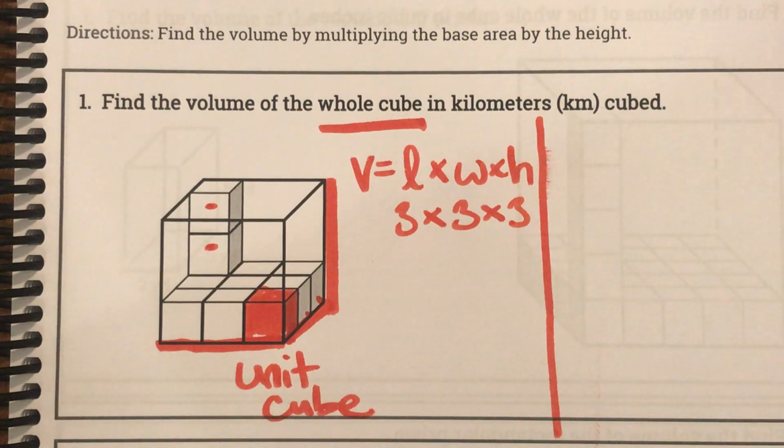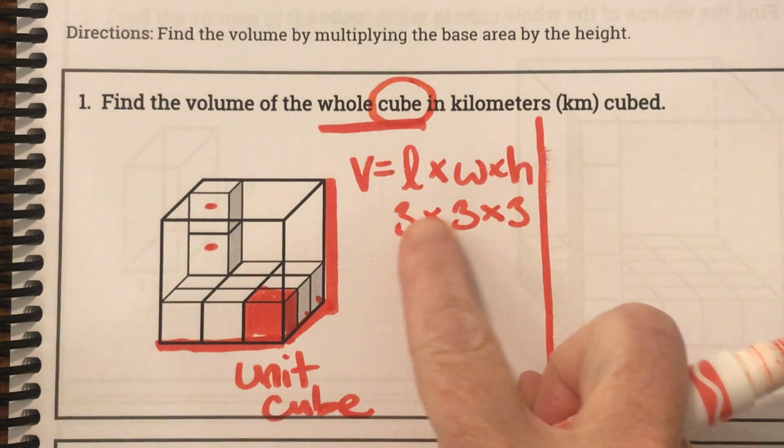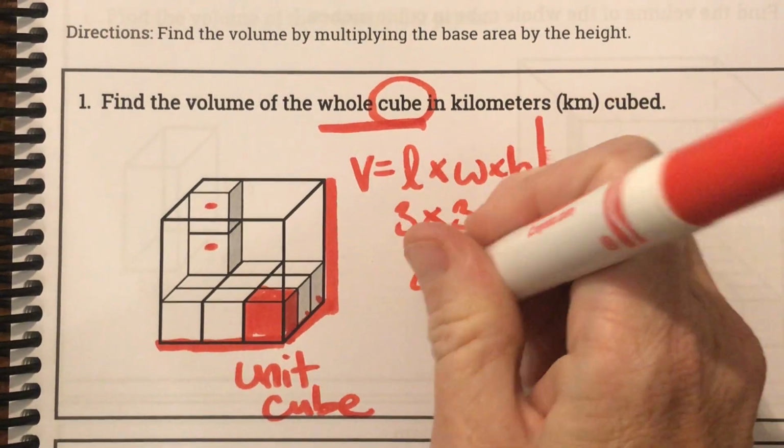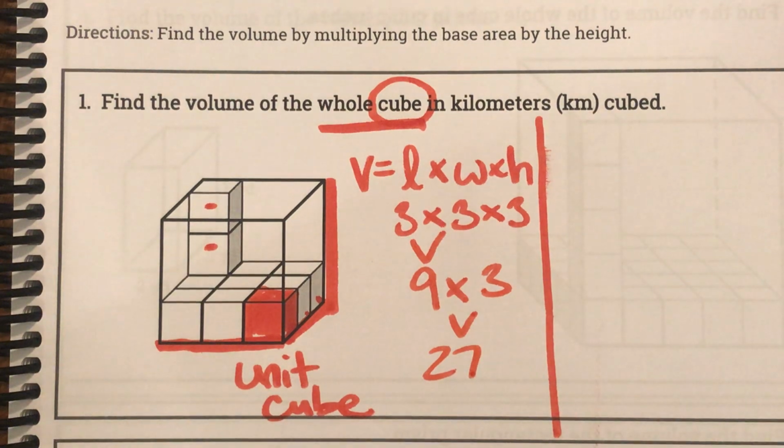Okay, I wish we were together in a room so I could see how many of you figured that one out. Okay, I also would have known because they told me it was a cube, so that should have been another clue that they all had to be the same. Okay, so I get 9 times 3 is 27.